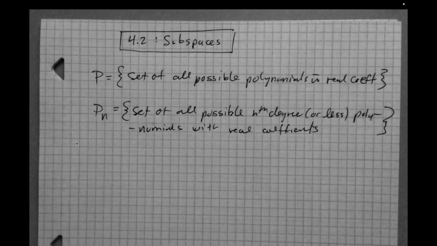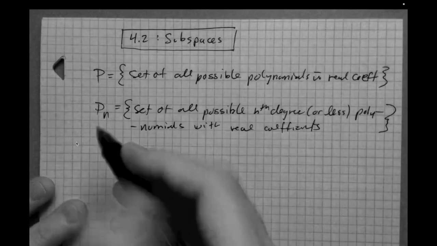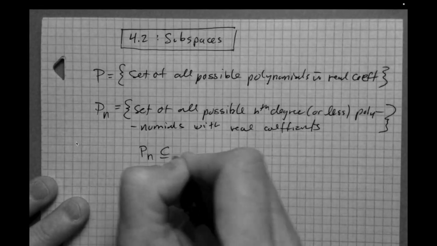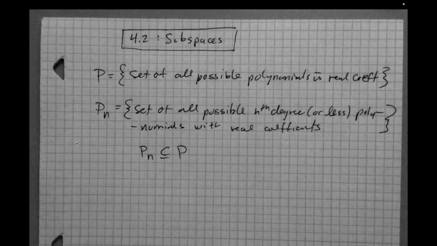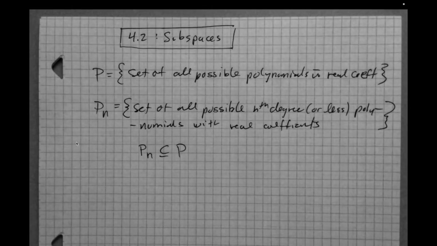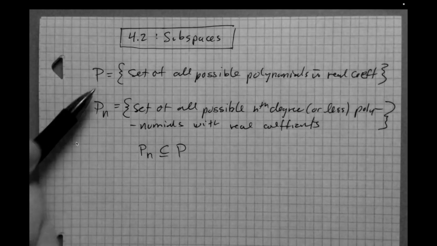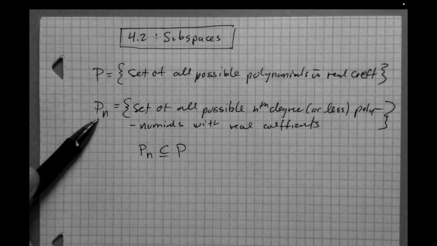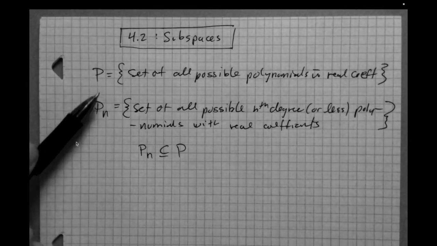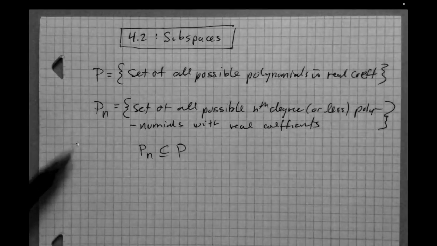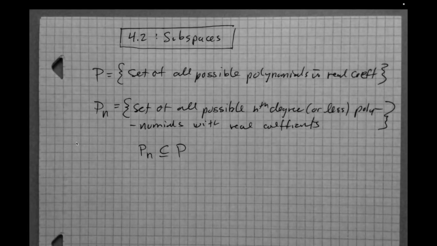Now the whole idea behind a subspace stems from when you have two vector spaces and one of them is a subset of the other. So this is kind of the motivating idea here, right? You start with a vector space, and then you identify a subset of the vector space. In this case, we start with P, and we can obviously see that P sub n is a subset of P, and both of them are vector spaces. This is a great motivating example of the idea of a subspace.